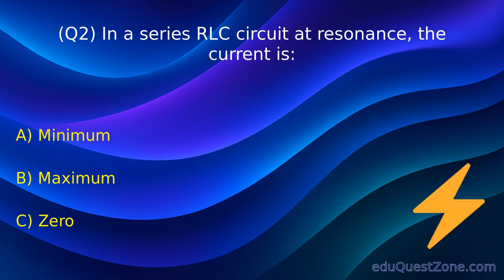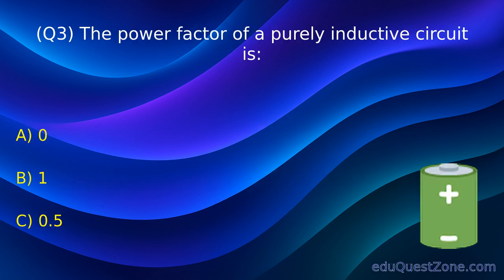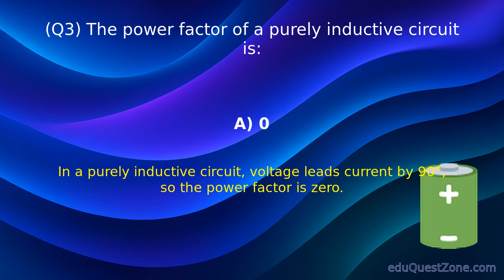Question 2. In a series RLC circuit at resonance, the current is Option B. Maximum. At resonance, impedance is minimum and current is maximum. Question 3. The power factor of a purely inductive circuit is Option A. 0. Power factor equals 0 because voltage leads current by 90 degrees.